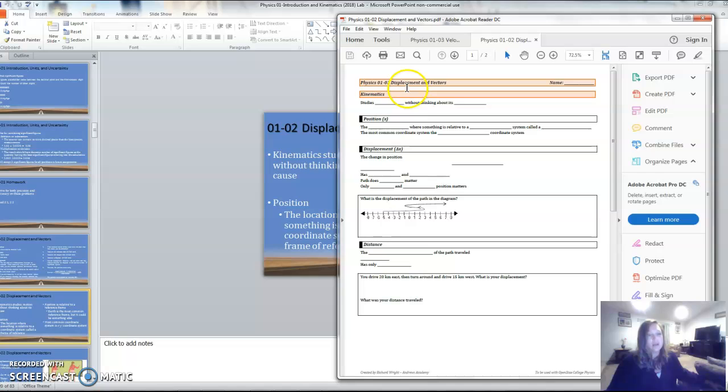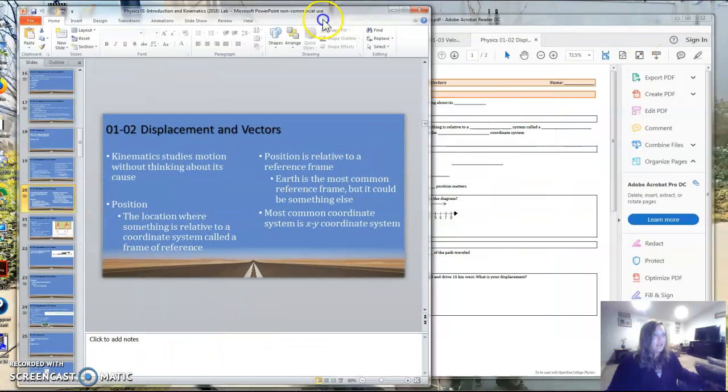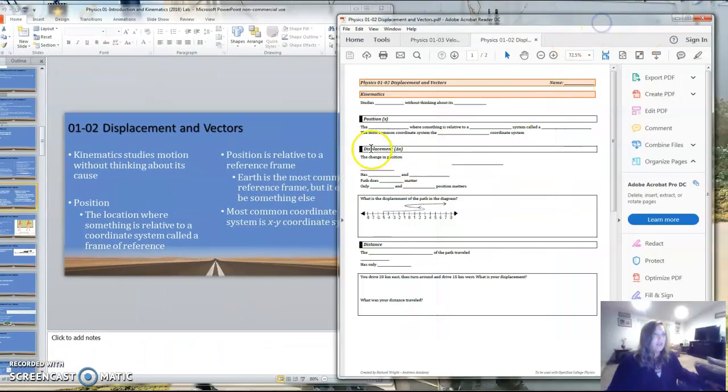So this is the worksheet you had on displacement and vectors. This front side should have been able to simply be copied and pasted right from the slides. For example, this first slide says kinematics is the study of motion. Right here, kinematics studies motion without considering its cause, and so you get that right from the slide. Position x is the location where something is relative to a coordinate system called a frame of reference. And so that should be right here. The most common coordinate system is the XY coordinate system or the Cartesian coordinate system. So you should be able to fill all these blanks out. These are just right from this very first slide.